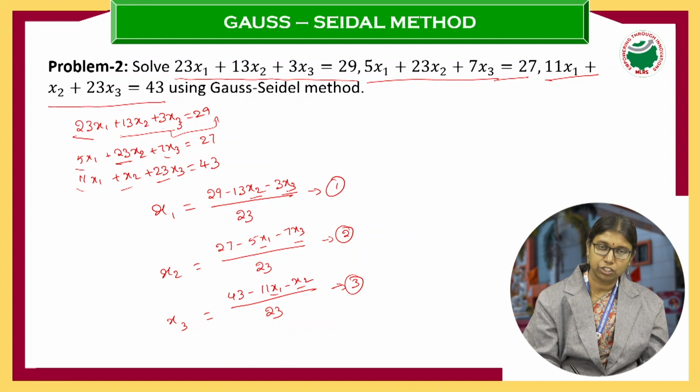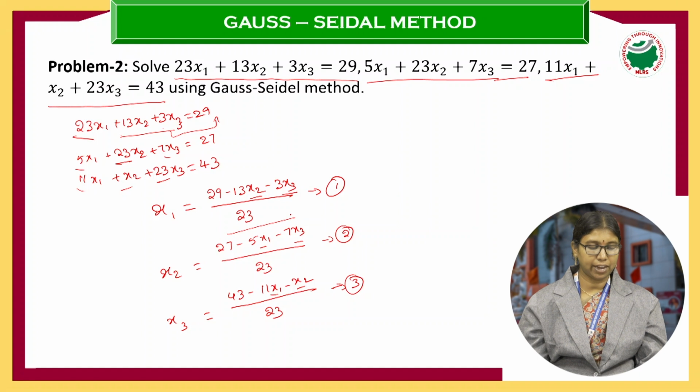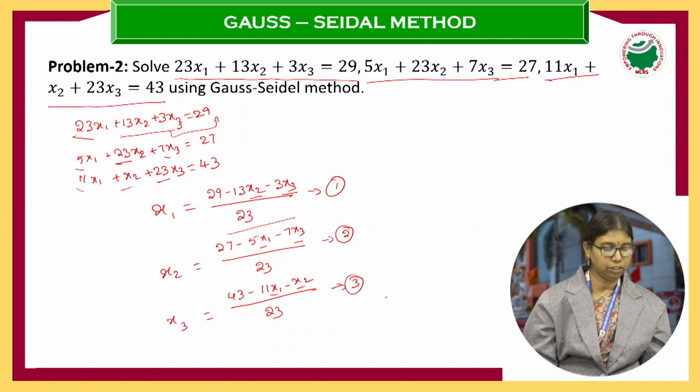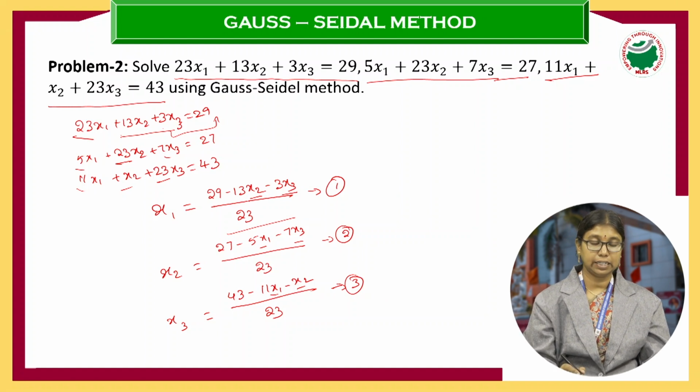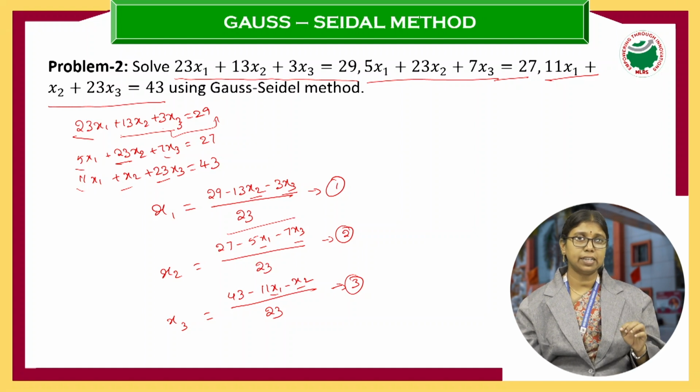29 minus 13x2 minus 3x3 by 23 is our first equation. First, you press the fraction button. Then in the numerator you type 29 minus 13x2. Press 13 into x2. x2 we are choosing as B here.